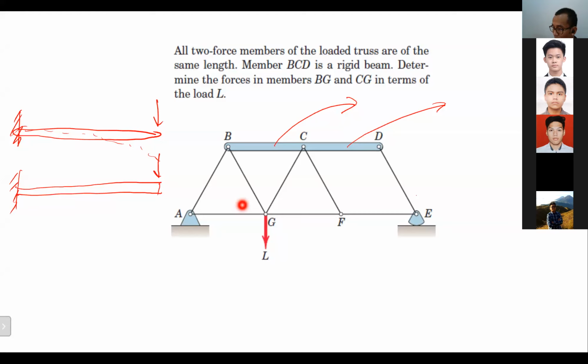And now the question is to determine the member forces in members PG and CG, in terms of load L. The rest are two force members. AB, BG, CG, CF, and DE are two force members.